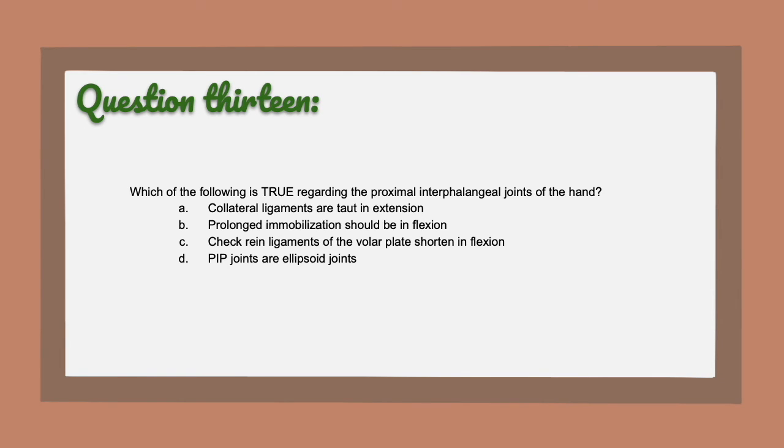Question 13, the answer is C. The rationale here is that the collateral ligaments are taut in both flexion and extension at the PIP joint. Prolonged immobilization at the PIP should be in extension, not typically flexion. And then the PIP joints are synovial hinge joints, not ellipsoid.